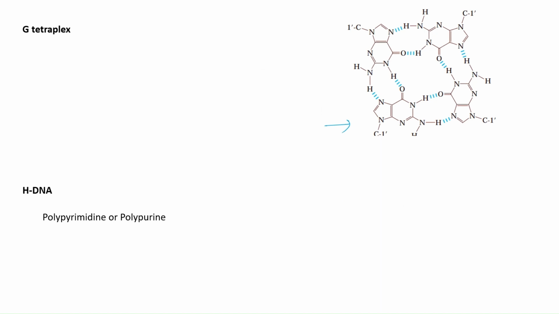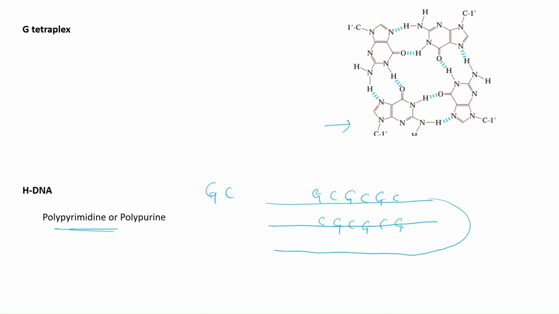It happens whenever guanosine residues are present in a long stretch. H-DNA means it happens also in a polypyrimidine or polypurine tract. It mainly happens when there is a long stretch of GC repeats. So what happens is, if these are the two strands where repeats like this are there, these strands will fold. Maybe here also some repeats like this are there.